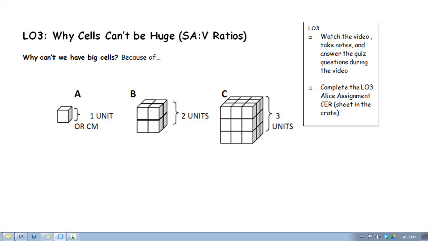So far we've looked at what cells are, how they were discovered, and then we looked at microscopes so you could actually see cells under the microscope. Now we're going to talk about why you don't ever see a giant cell walking down the street. Why can't cells be huge?